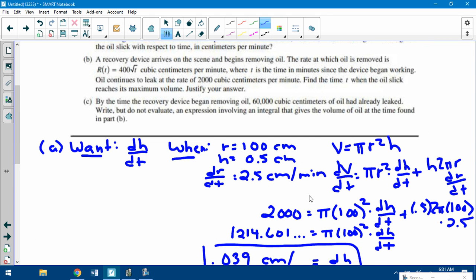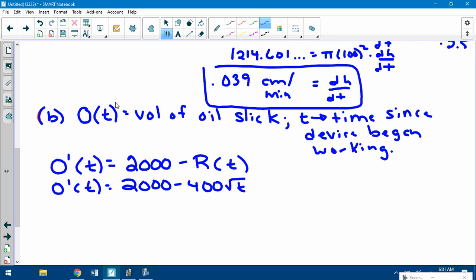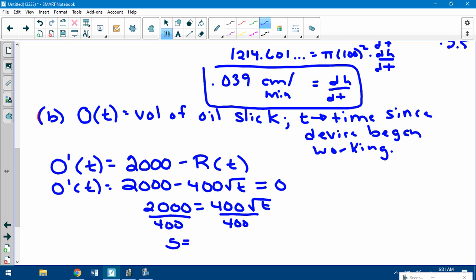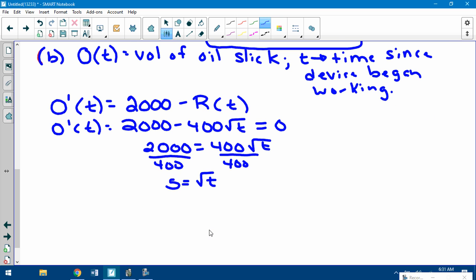Okay, now what did they want? They wanted to find the time t at which the oil slick reaches its maximum. So a max can happen at endpoints or critical points. Critical points would be where O prime is equal to 0. We can solve that pretty easily. 2,000 equals 400 radical t. Divide by 400. We'll get 5 equals radical t. Look, I didn't need my calculator. t is 25. So that's a critical point.